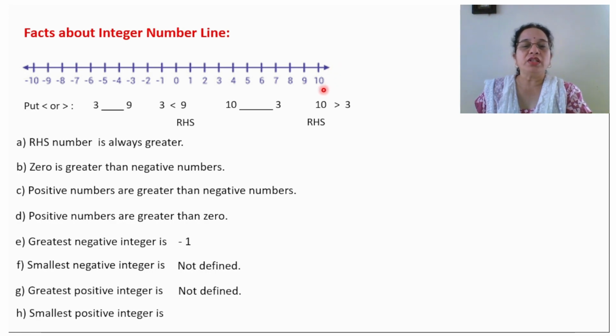Smallest positive integer. These are the positive integers. Which is the smallest positive integer? No, 0 is not the answer, because 0 is neither negative nor positive. So we start positive numbers from 1. So the smallest positive integer is 1. These questions always come as true or false or fill in the blanks. So if you know this number line, you can write down answers for all these questions.